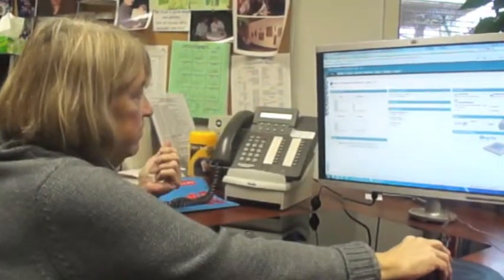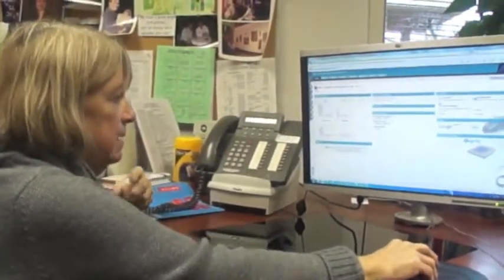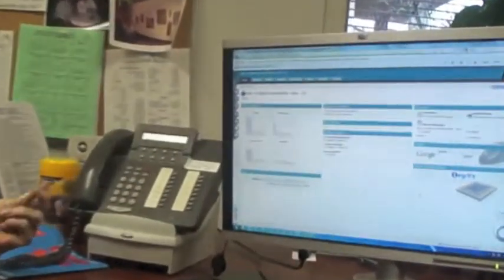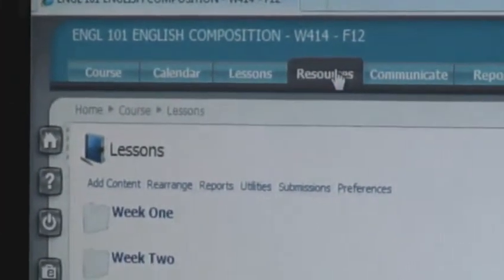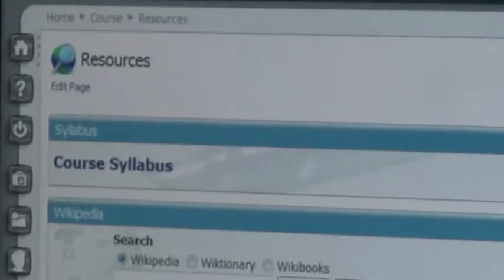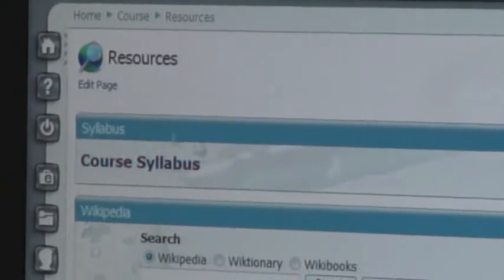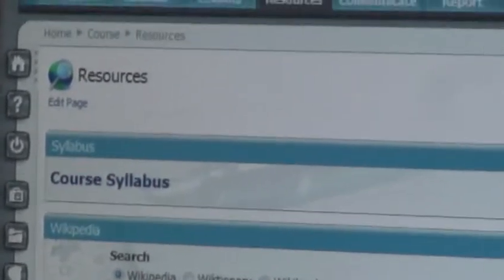First thing I'm going to want to find is the syllabus. I'm assuming the syllabus will be, let's see, maybe in lessons. No, maybe not. Okay, resources. Those are the 2 places I would look first. There is a course syllabus here. Now, let's see how detailed.